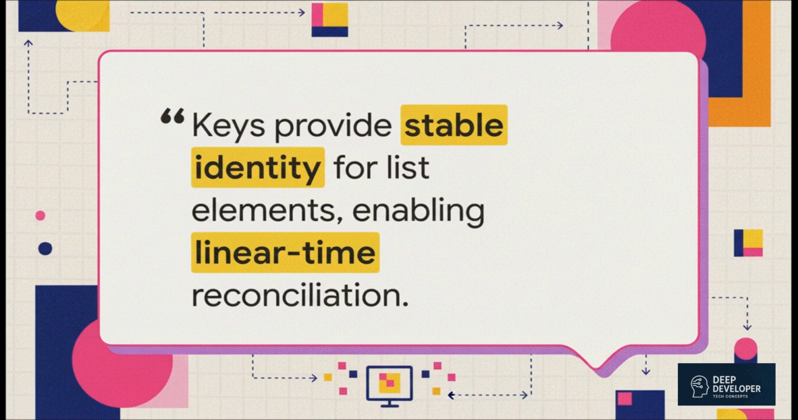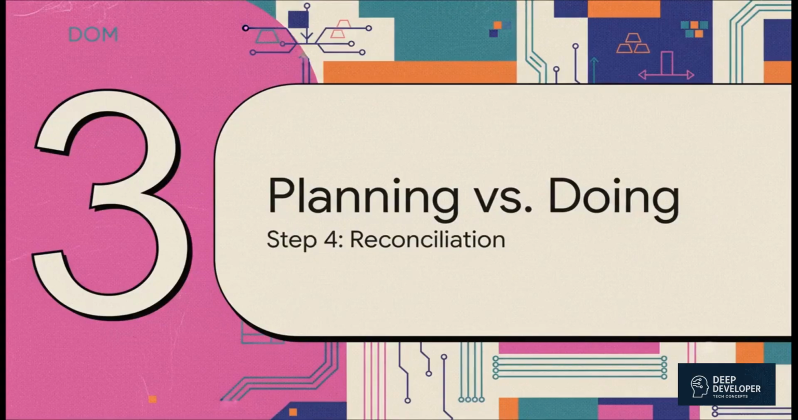Without keys, React is forced to guess, which often leads to it destroying and recreating components when it doesn't need to, which is slow and can lead to some really nasty bugs with state. Okay, so after the diffing, React knows exactly what has changed. The next step is figuring out how to actually apply those changes. And this brings us to step 4, reconciliation.